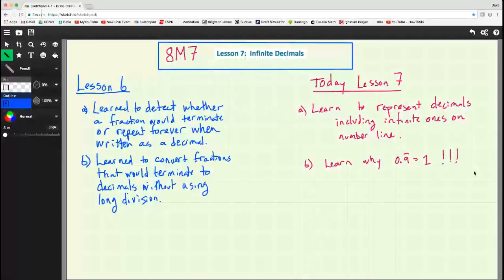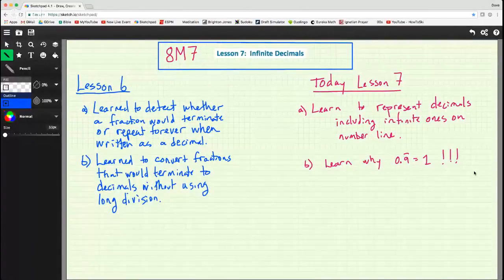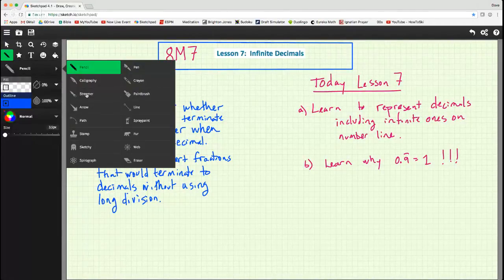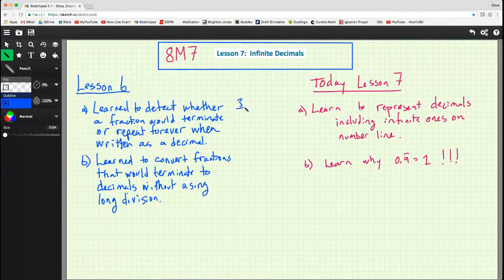So yesterday, in lesson 6, you learned how to detect whether a fraction would terminate or repeat forever when written as a decimal. So we looked at fractions like this, and we could detect which ones of these would terminate and which ones would not terminate. And it was based on the denominator. There were some keys to the denominator, and I'm not going to go into those now. Hopefully, if you need to ask those questions about knowing whether these terminate or not, you could go back to lesson 6 and find out.